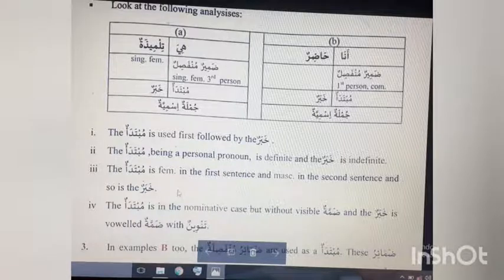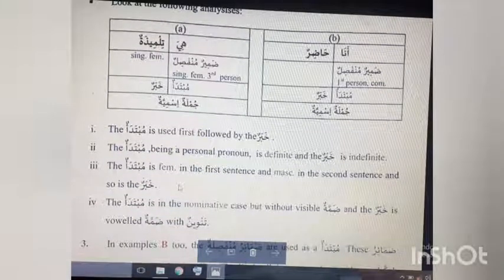The mubtada is feminine in the first sentence and masculine in the second sentence, and so is the khabar. See, this is masculine. Mubtada is masculine, hazirun is masculine. Here is feminine, tilmizatun is feminine. The mubtada is in nominative case but without visible dhamma, and khabar is vowel dhamma with tanween. Okay, ana is mubtada marfu, and since it is static, it does not change at the end, so there is no visible sign of being marfu. Hazirun is marfu, and we have alamati rafa, that is dhamma here.